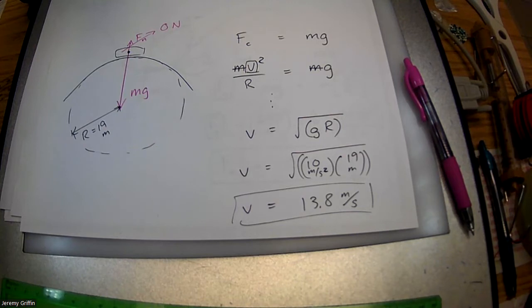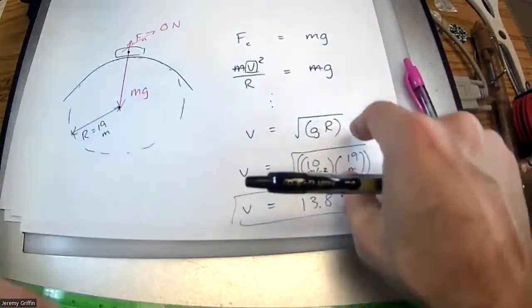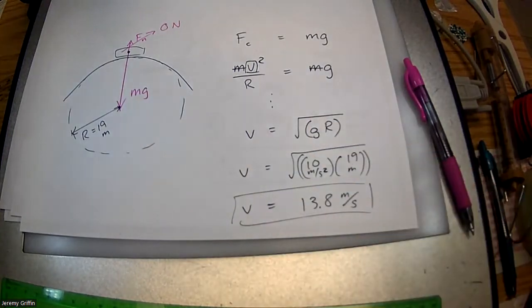And you could go the other way. If you have a quarter of the radius, so a really tight circle, you could only go half as fast before you're about to fly off the track.